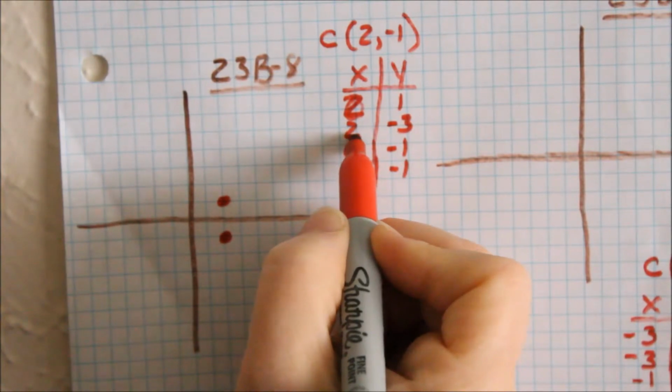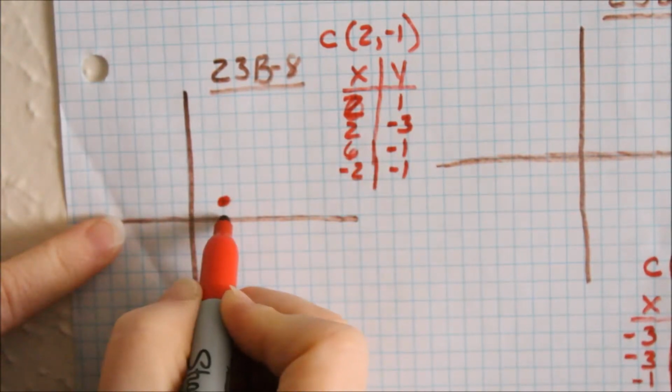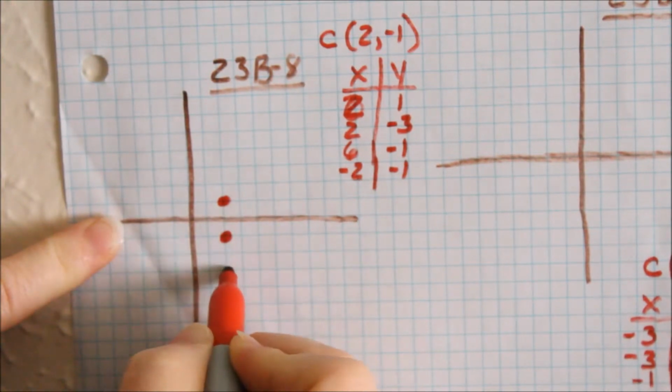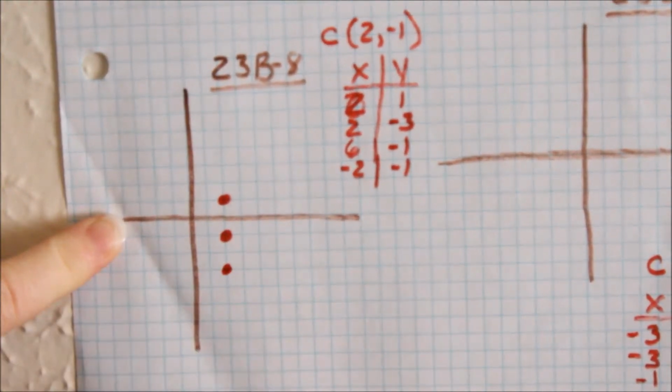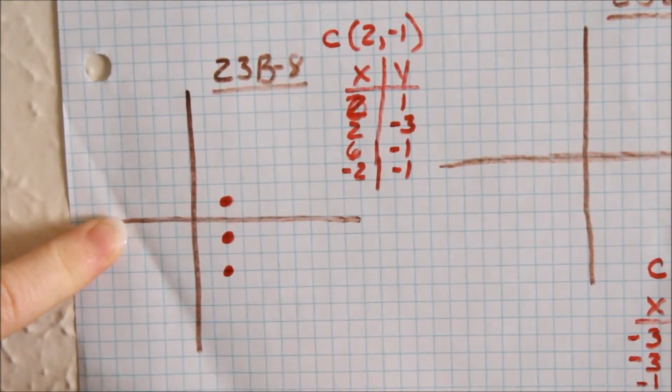Now when x was 2, y was negative 3. So you plot that coordinate. Going over 2, down 1, 2, 3. So do you see how they lined up? So once you plot your points, they should line up with your center.